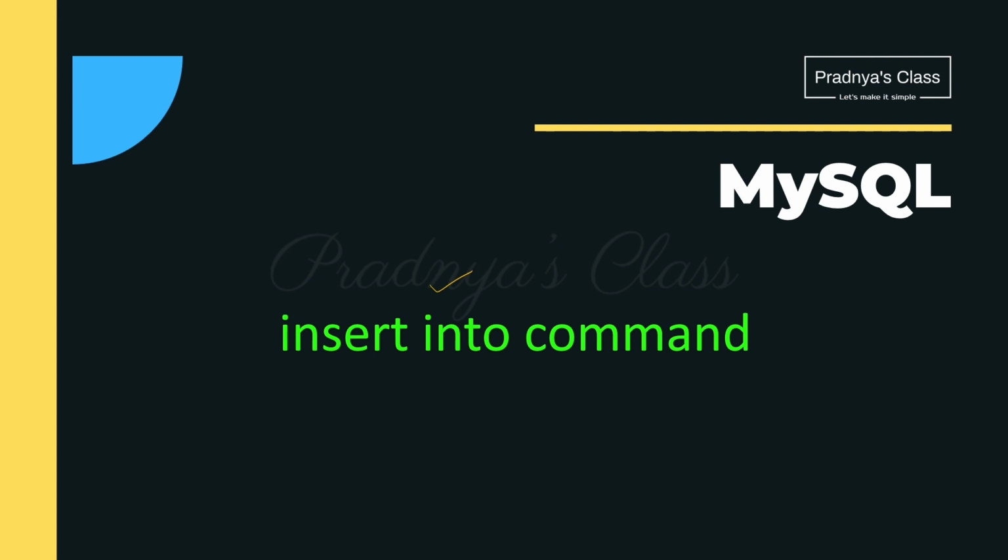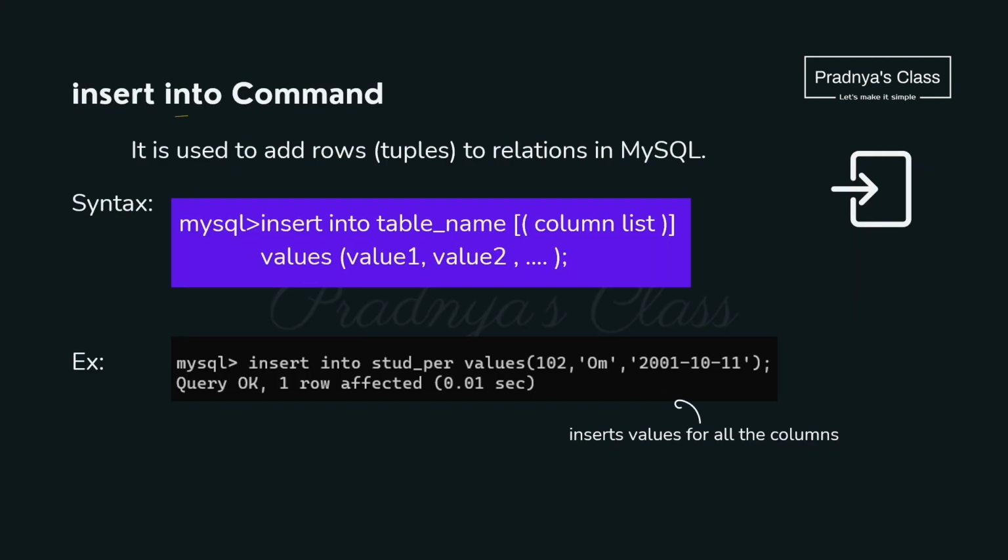Let's get started with the insert into command. The insert into command is used to add a row to the table. Here is the syntax. Insert into table name. After that, we will be providing the field names, followed by the keyword values, and the list of the values we will be providing in brackets. Look at this example.